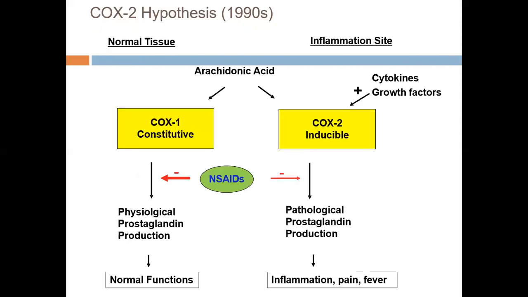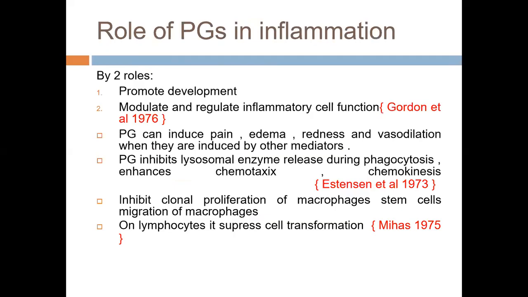So the COX-2 hypothesis of 1990 is that arachidonic acid, then COX-1 constitutive, then physiological prostaglandin production, then normal functioning, then COX-2 inducible, pathological prostaglandin production leading to inflammation and pain and fever, which is induced by cytokines and other growth factors. So the role of prostaglandins in inflammation is that it promotes development and proliferation of macrophages, tends to integration of macrophages. So there is differentiation and increase in cells of macrophages to fight and to specialize in fighting.